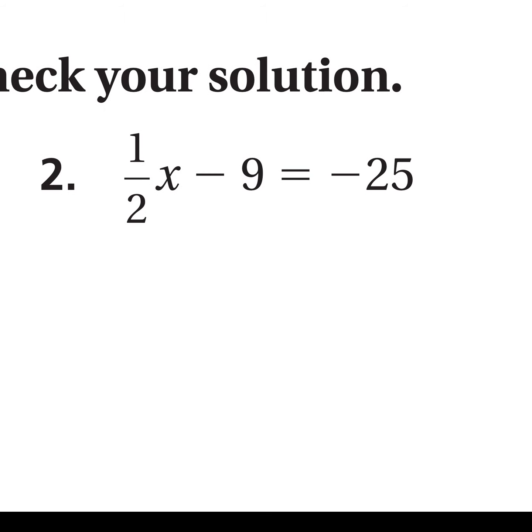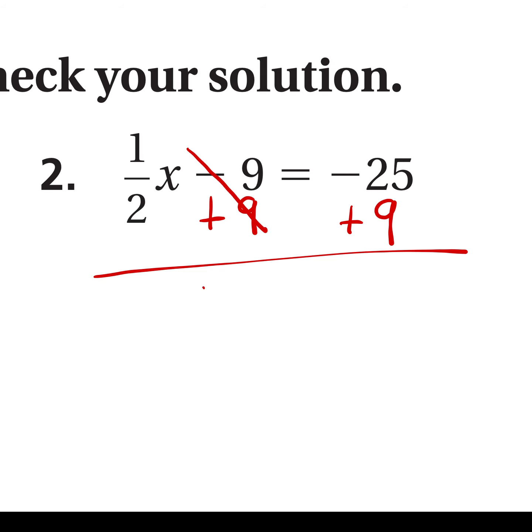Let's do number 2. Remember, I'm going to do the reverse of the order of operations. So I'm going to get rid of that minus 9 first. The opposite of negative 9, or minus 9, is add 9. These cancel out to a 0, so I'm left with 1/2 x. And then negative 25 plus 9. Signs are different, so we subtract. 25 minus 9 is 16. We take the sign of the bigger number. 25 is bigger than 9, and it happens to be negative. So my answer will be negative 16.